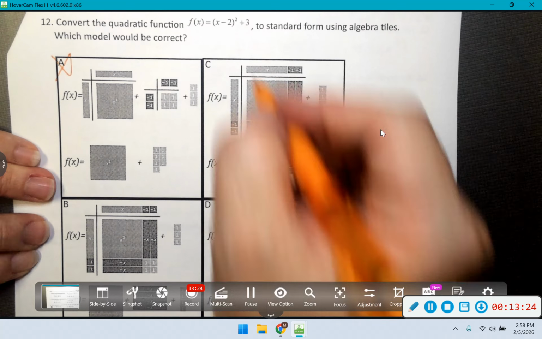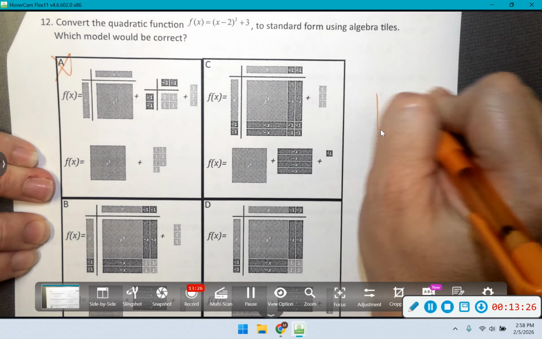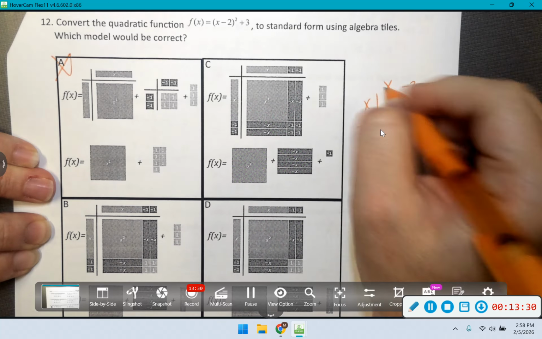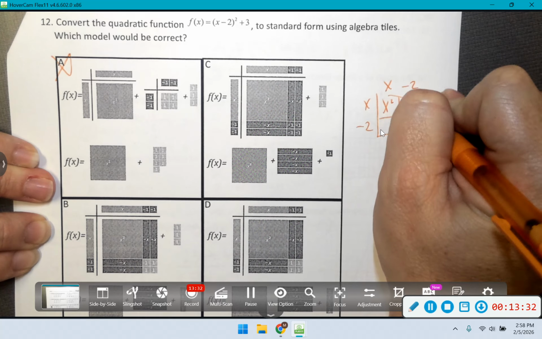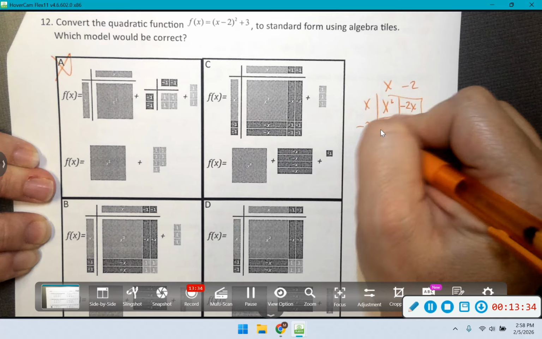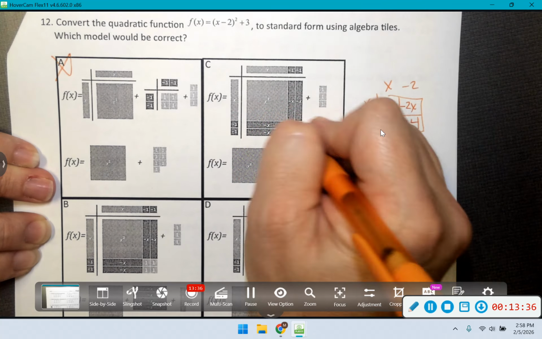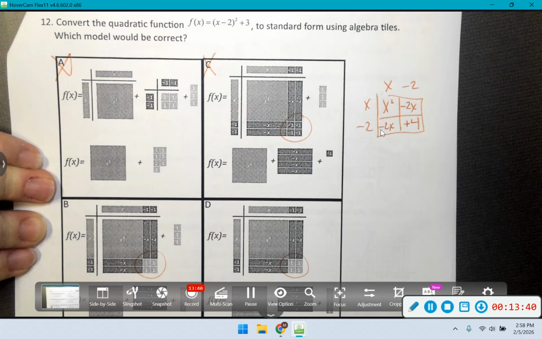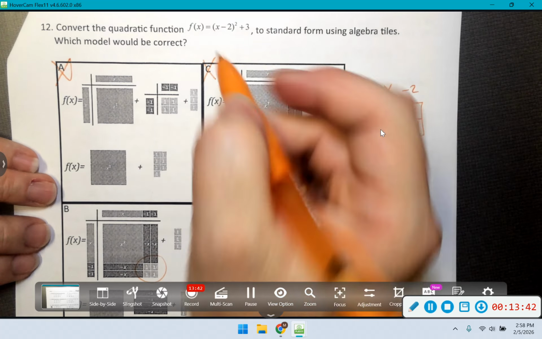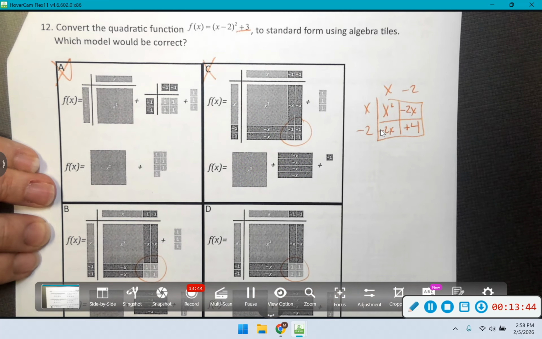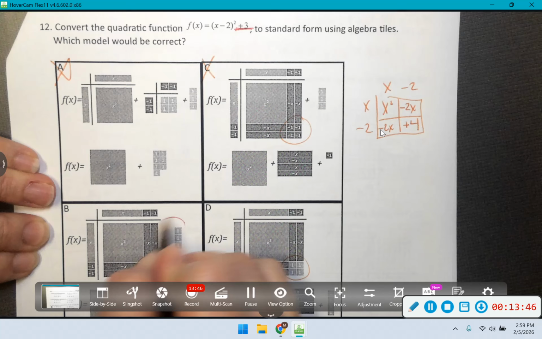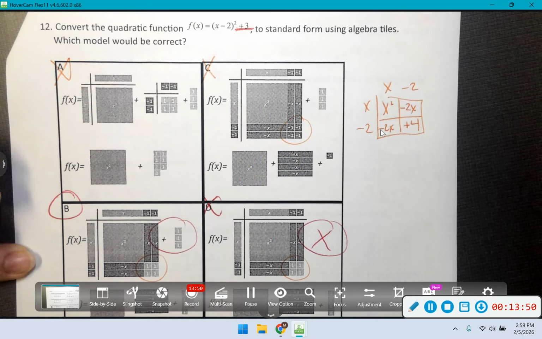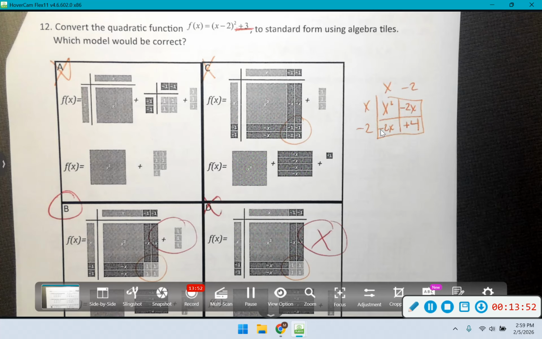However, if I do x minus 2 squared, that means I'm going to multiply x minus 2 twice, so x squared minus 2x minus 2x plus 4. So I should have 4 positives. This one does not have that. Well, then it says plus 3. So this plus 3 still has to be there. And this one doesn't have it. So D is not my answer. There's B. I don't even have to simplify.